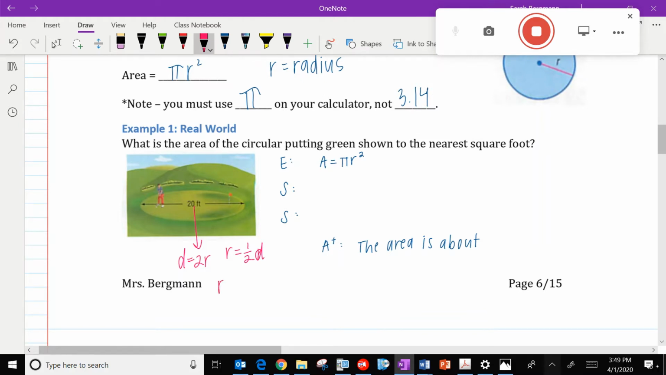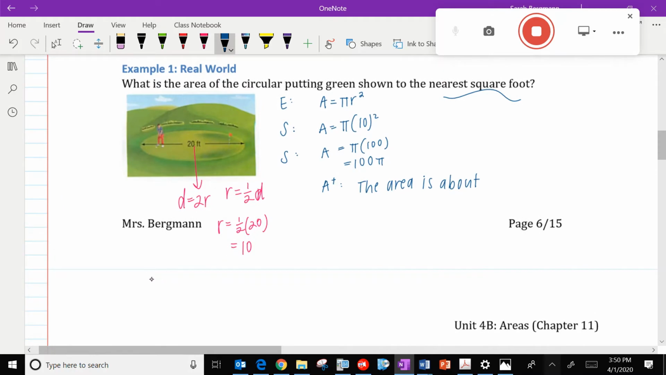So to find the radius, if the diameter is 20, we need to take half of 20, so our radius should be 10. So we'll fill that in, substitute 10 in for the radius. And then to solve this, you need to square 10 first. That gives you pi times 100. Pi times 100, the exact value is 100 pi, but they asked for the nearest square foot. So this one you shouldn't really need to plug into your calculator because we're just rounding to the nearest square foot. Pi times 100 would be 314 feet squared.